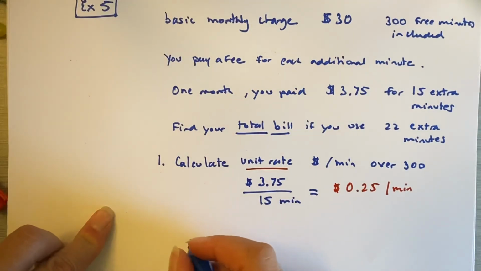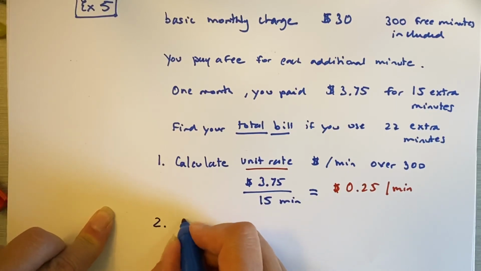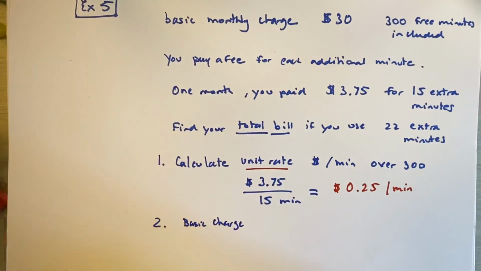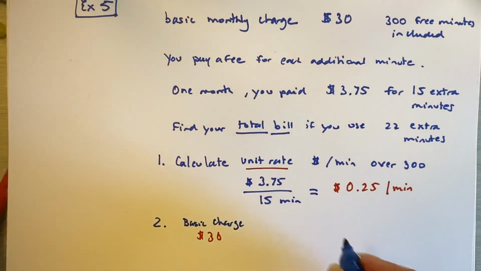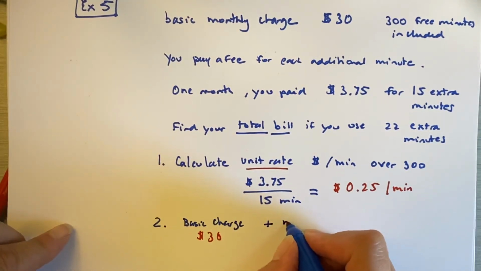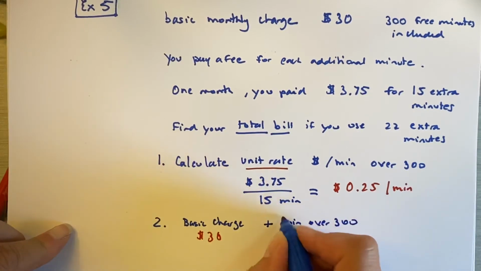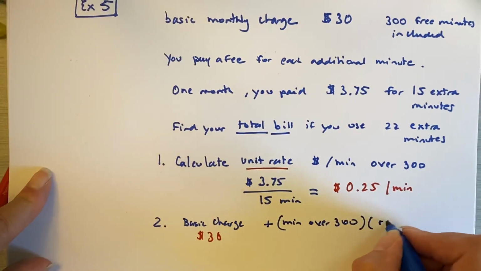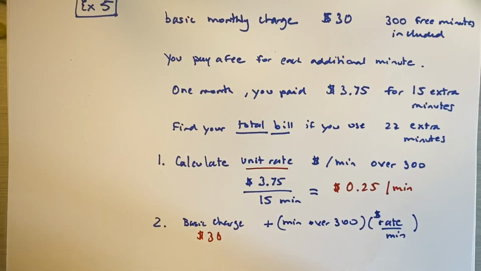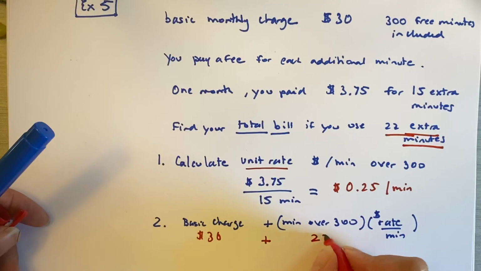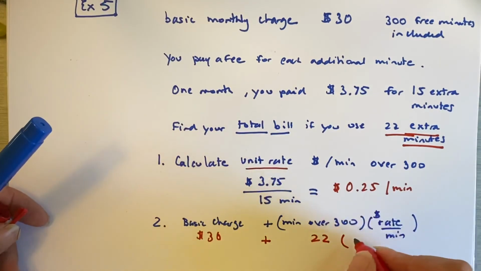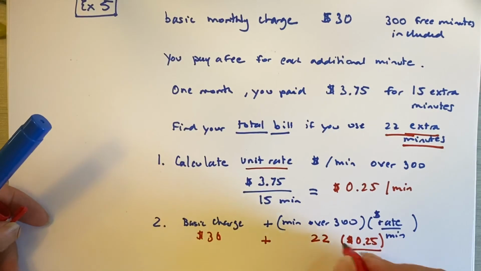So now you know that this month you have a basic charge, and you know that that's $30. And you know you've gone 22 minutes over, right? So minutes over 300 times the rate per minute. Okay, so you got $30 and you went 22 extra minutes over the 300. So it's going to be 22 minutes. And we just calculated the unit rate is 25 cents a minute. So a quarter per minute, or 25 cents per minute. And I should have added my units here.